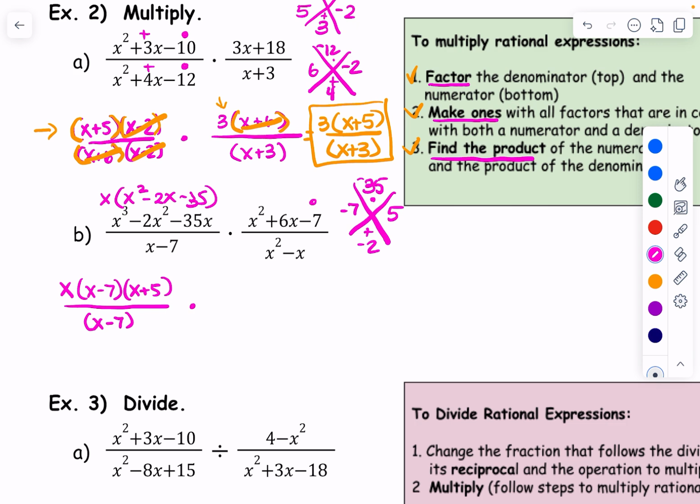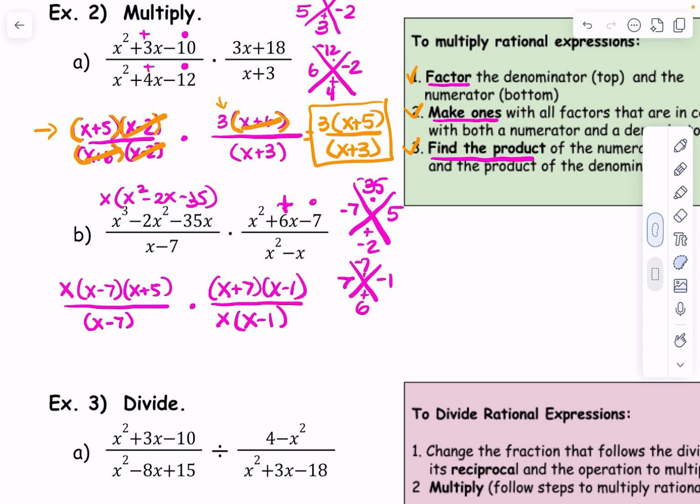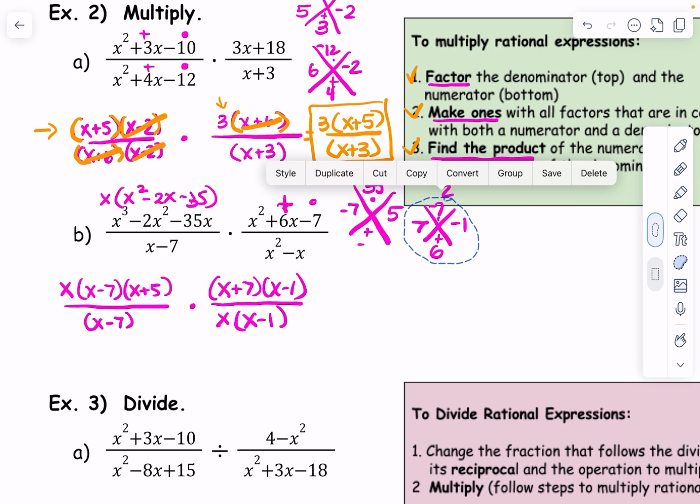Now let's look at this one. Simple, so we're going to multiply to negative 7 and add to a 6. They're next door neighbors, so we'll do a 7 and a negative 1. So that's x plus 7, x minus 1. And then we have the last one on the bottom, which is just a factor of x. So that's x minus 1. And we can actually move this over a little bit so that we have a little bit more room.